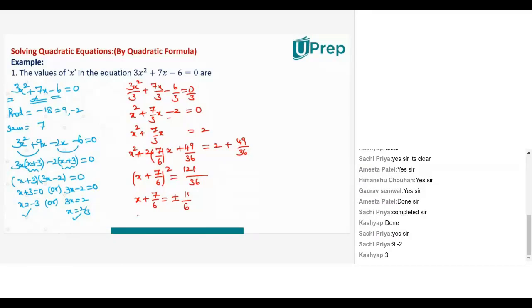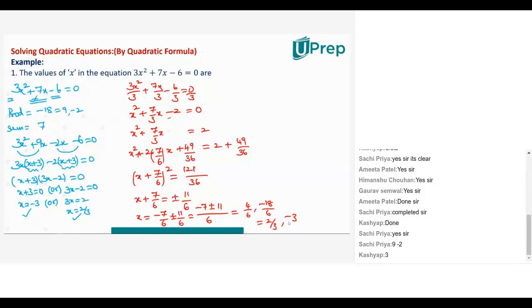So what are your x values finally? The value of x has to be minus 7 by 6 plus or minus 11 by 6. If I observe, both the denominators are the same, so the numerators have to be minus 7 plus or minus 11. Minus 7 plus 11 will give me 4 by 6. Minus 7 minus 11 will give me minus 18 by 6. Are the values the same as your 2 by 3 and minus 3? Have you got the same values in both cases? Whether I followed my old method of factorization or today's method of making it a perfect square, did I end up with the same numbers?